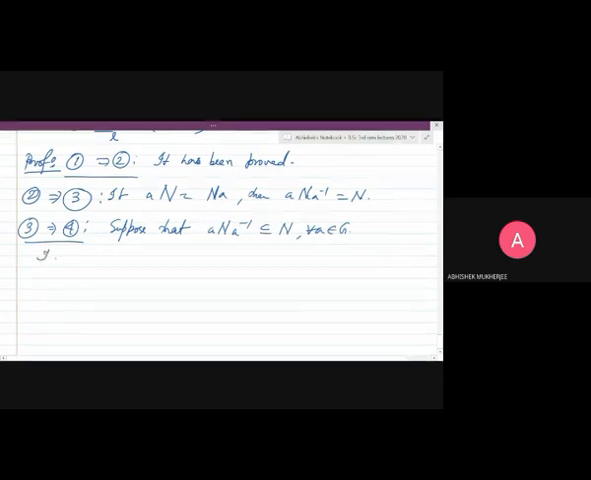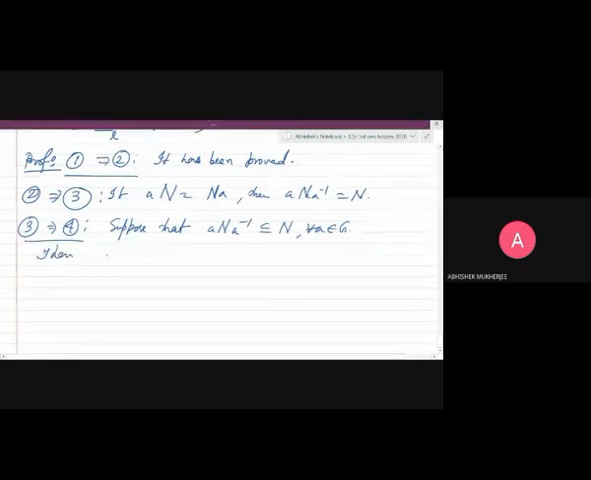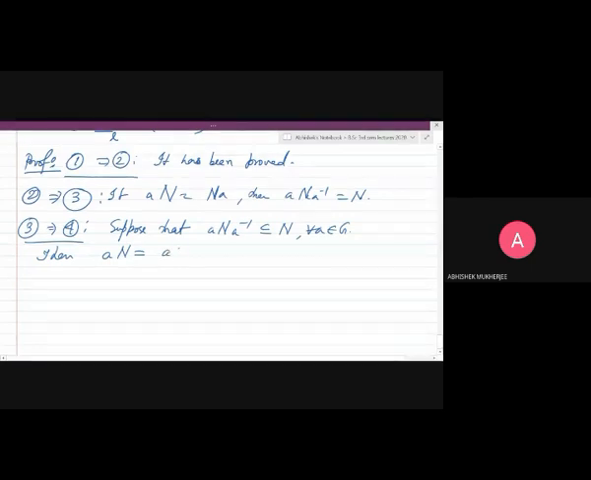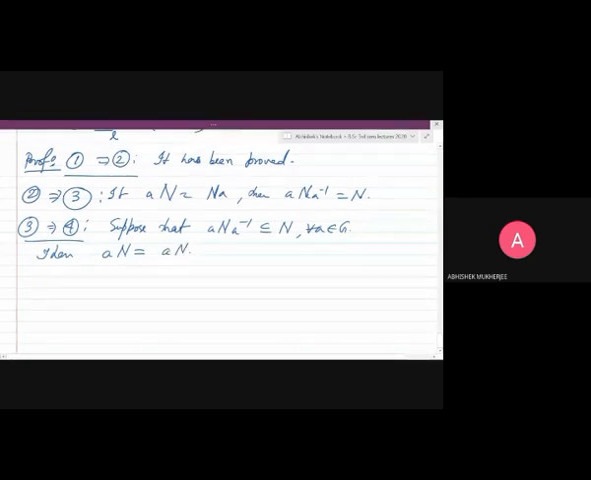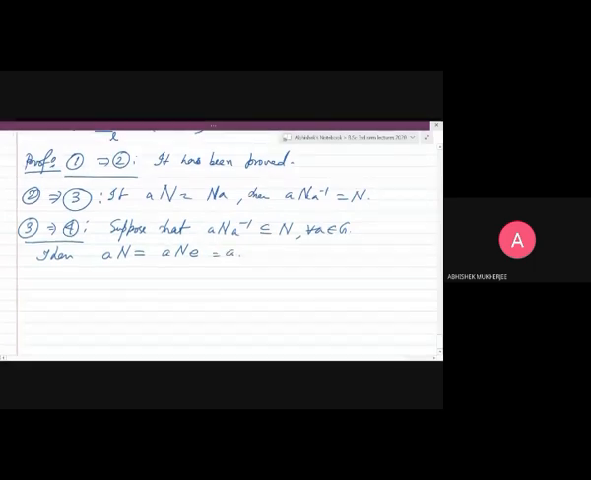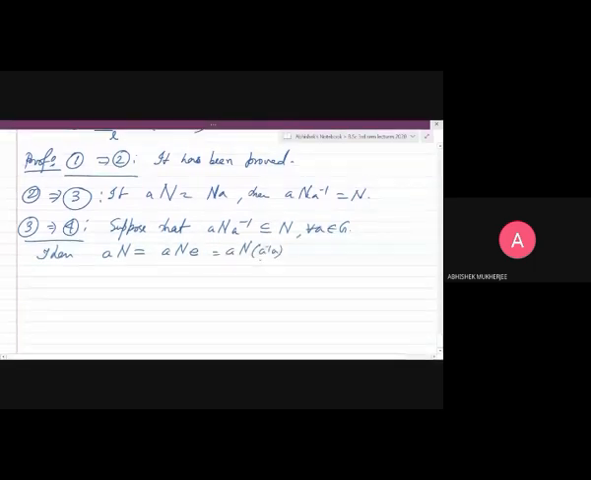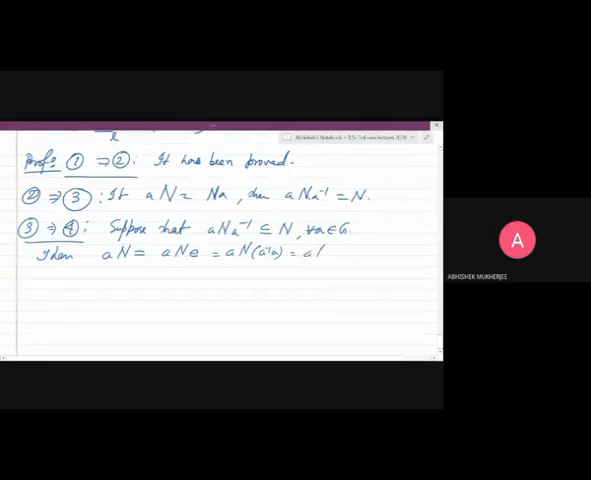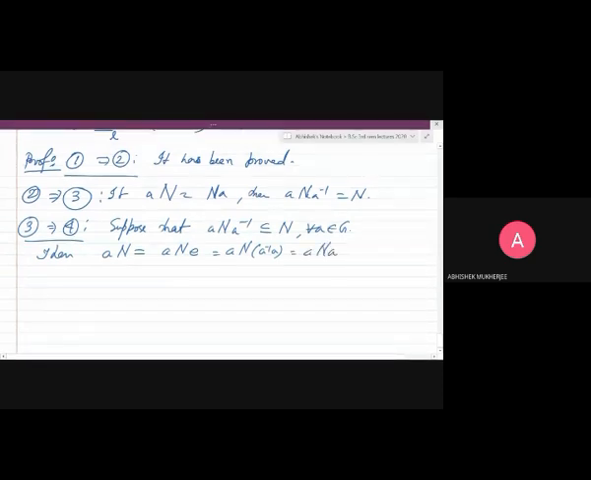So then, what is N? N can be written as N e, that is N a inverse a, which is a subset of, now N a inverse is a subset of N, so it is Na. So aN is a subset of Na.